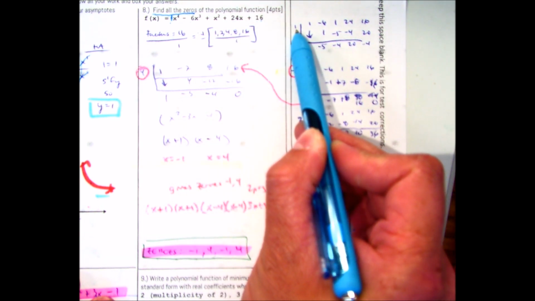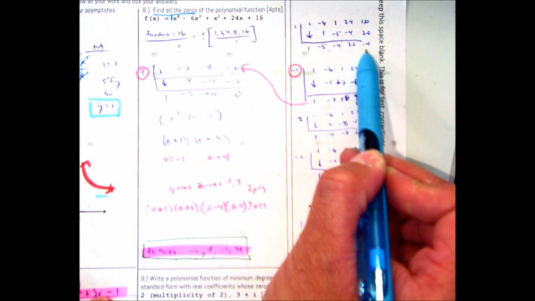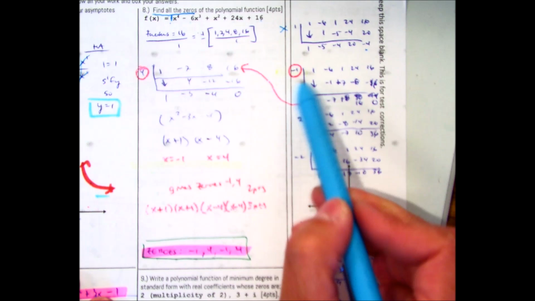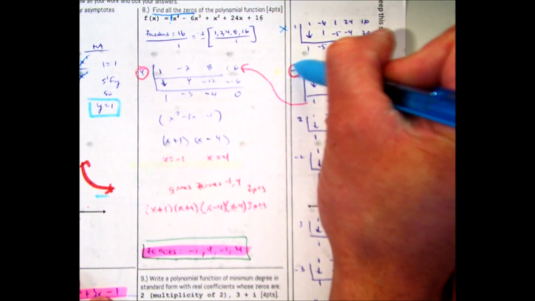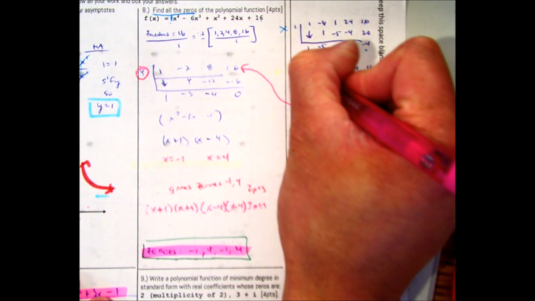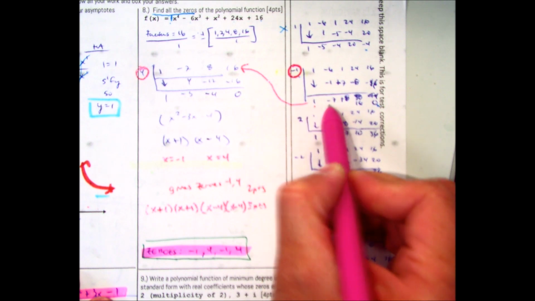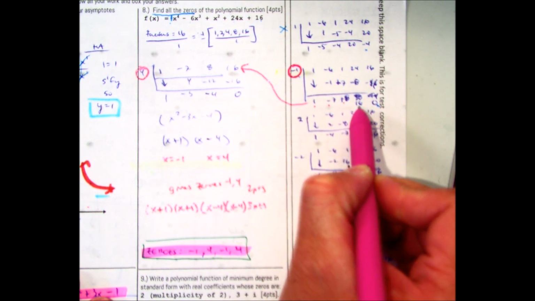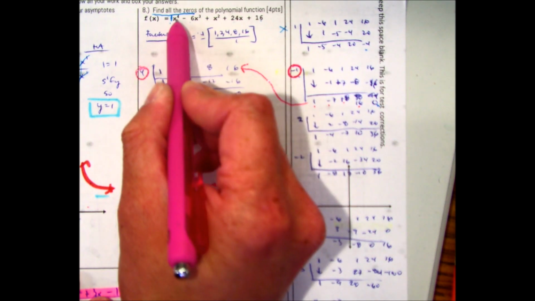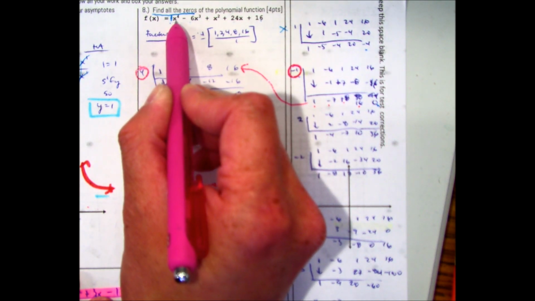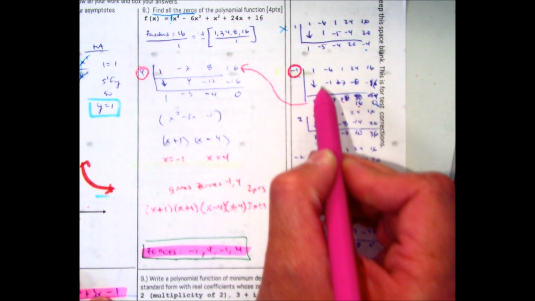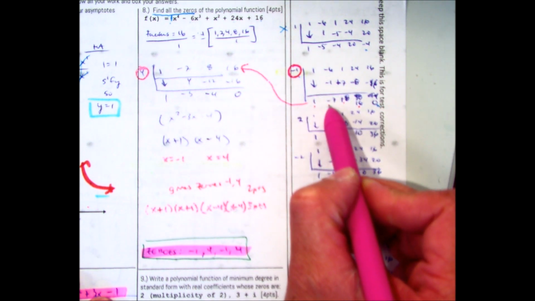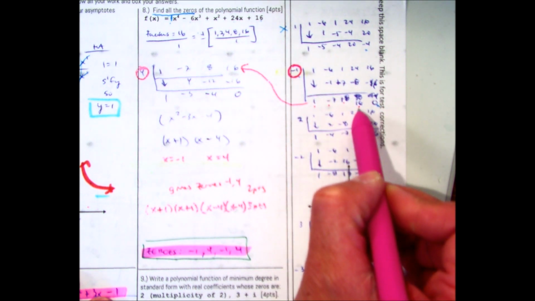I tested out 1, and I got a remainder, so this is not a factor. I tested negative 1. I get a remainder of 0. That means that this is a factor. That's why I circled it. And I have this left over, 1, negative 7, 8, and 16. That means 1 degree less than this. What's 1 degree less than x to the 4th? X to the 3rd. So I'll have 1x to the 3rd minus 7x squared plus 8x plus 16.